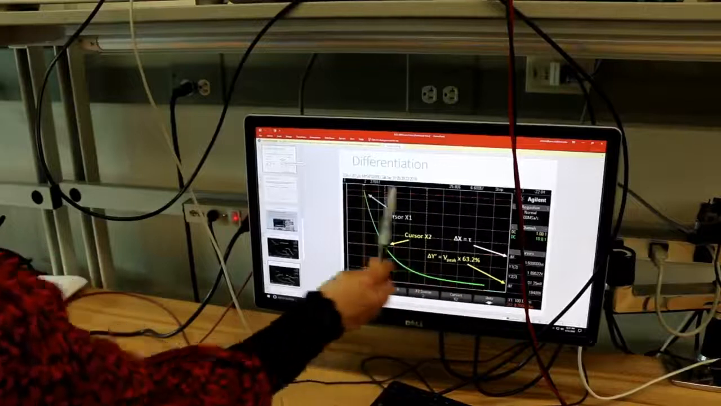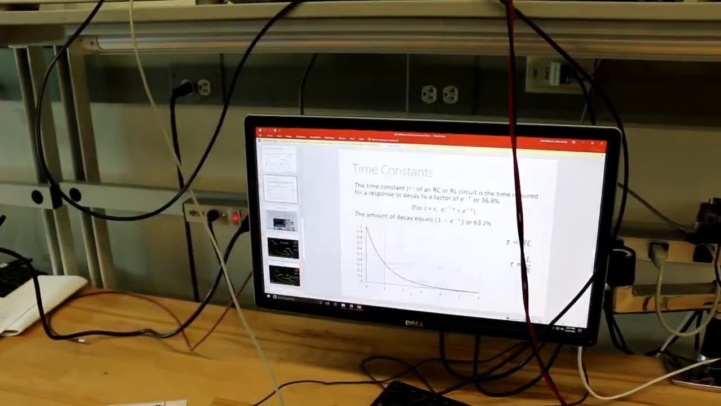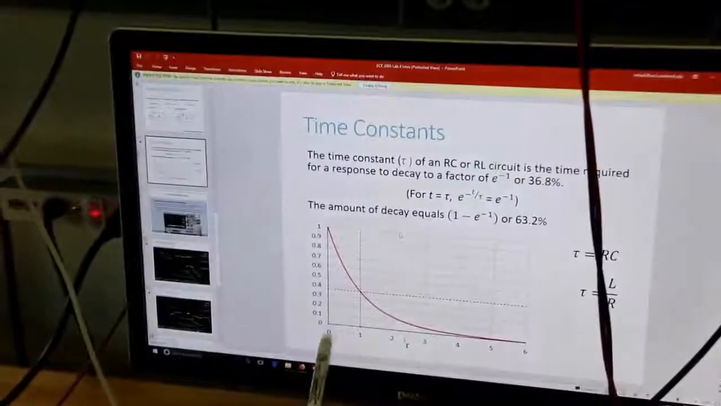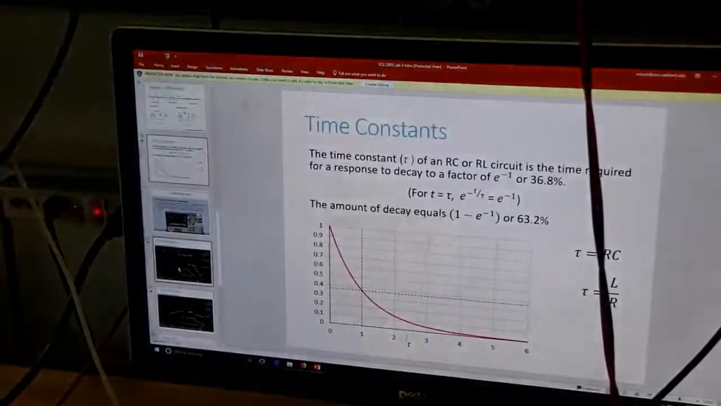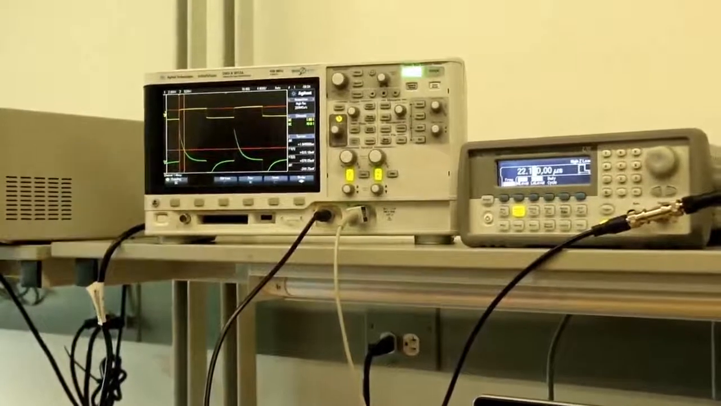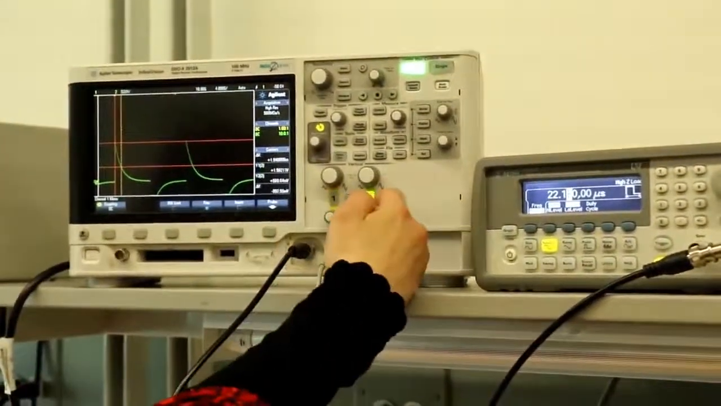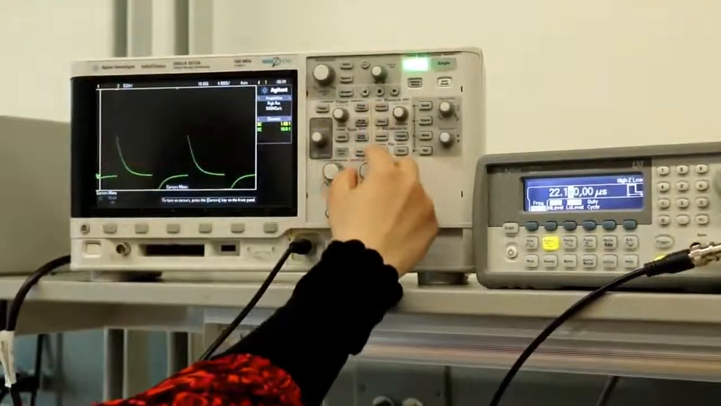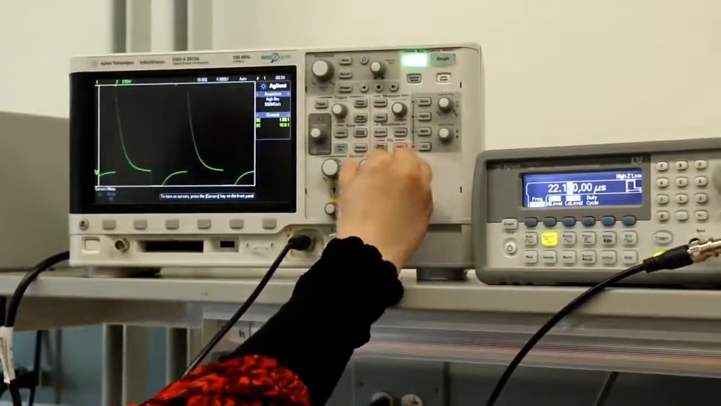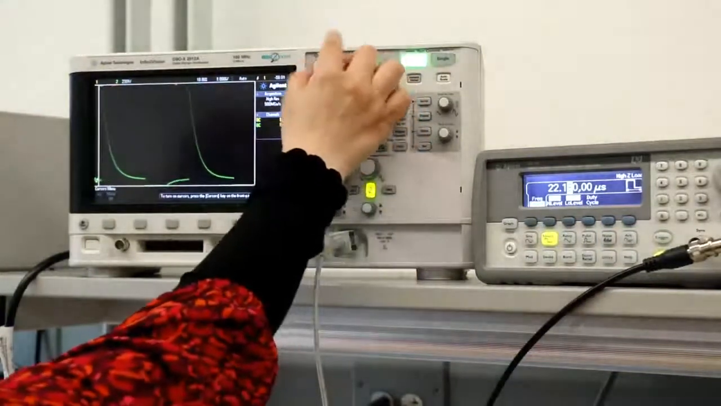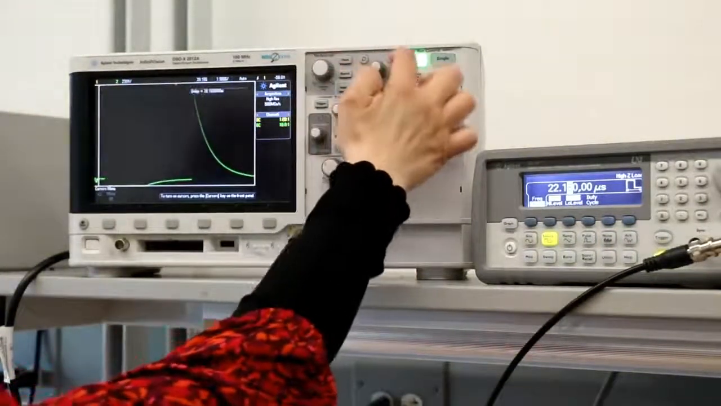Now this is the same as the response here. We want to get to this point, and delta X here is tau. So let's get back to the oscilloscope. We want only one of these, so let's turn channel 1 off, and then maximize one of these. Let's move it down. And then this is to maximize it horizontally. Move it left and right.